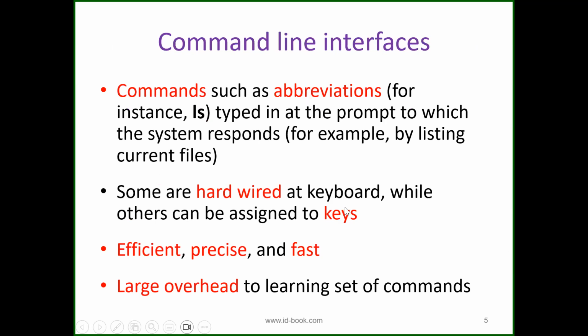Some are hardwired at the keyboard. For example, we have a function key in the keyboard, we have the control key, we have a Windows key in the keyboard, we have a .com key in mobile phones. So some are hardwired at the keyboard while others are assigned to a key. For example, I can use function F1 to do a specific task. So some of the tasks are assigned to the key. For example, function 1 till function 10 keys in our laptop have specific work assigned to them.